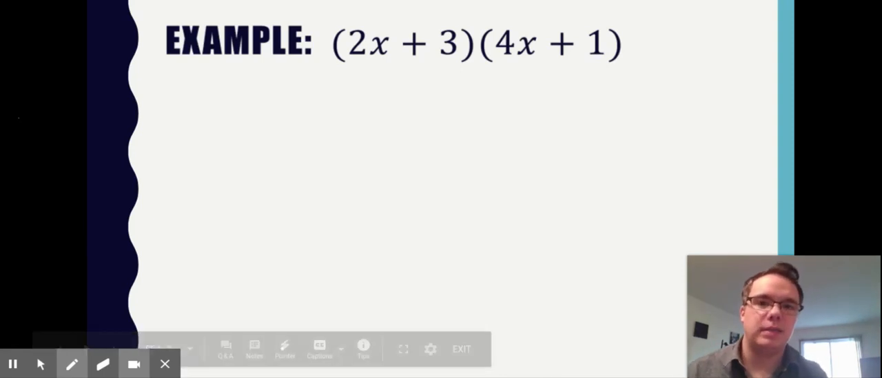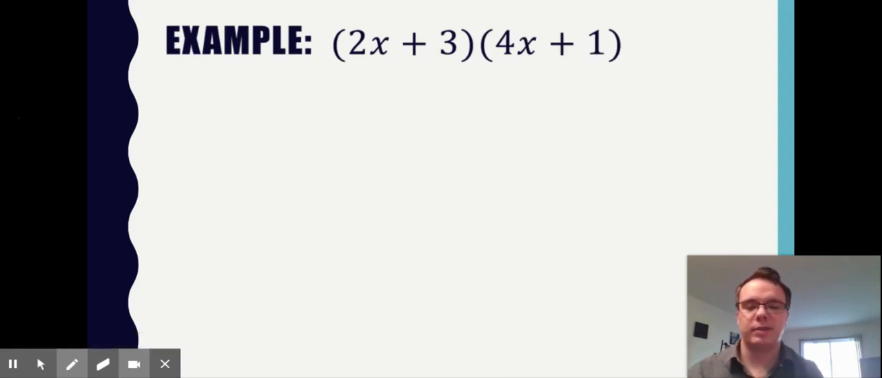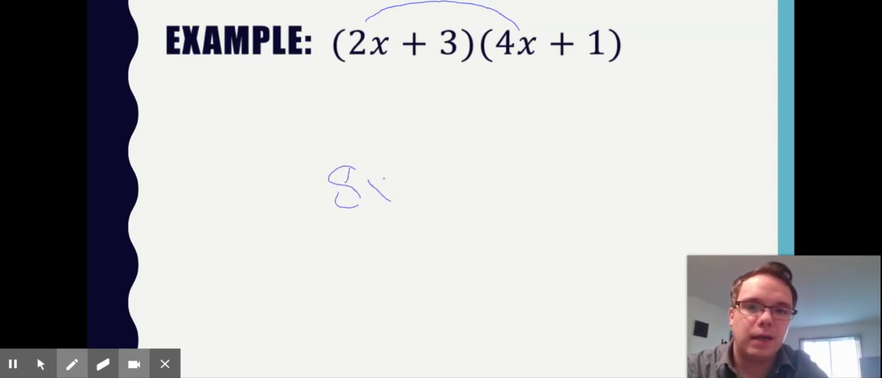Our example is 2x plus 3 times 4x plus 1. Notice there are only two terms in each parenthesis. So the F in FOIL stands for first. The first terms are the ones that show up first in each parenthesis. So I'm going to take my 2x times my 4x. And 2x times 4x is 8x squared. 2 times 4 is 8. And then remember, this is x to the first times x to the first. Two powers with the same base, so I'm going to add my exponents, which are both hidden ones, to get 2.